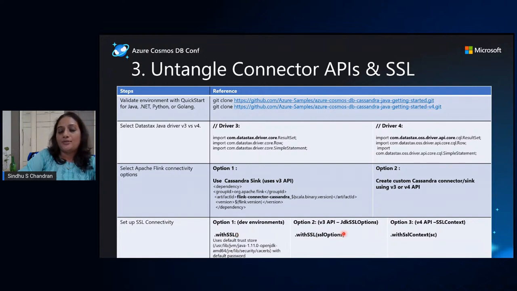But otherwise, you can use either the SSL options with the Java V3 API or the SSL context with the version 4 API. So these are the options for SSL that have to be set up while connecting to Cassandra. So this sort of summarizes the key changes that are needed from a code point of view for your application to work.